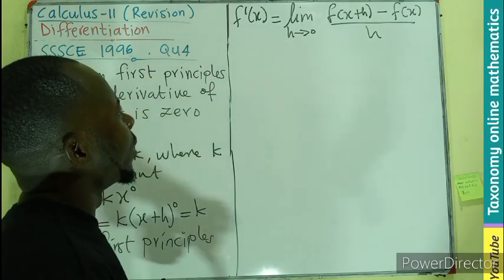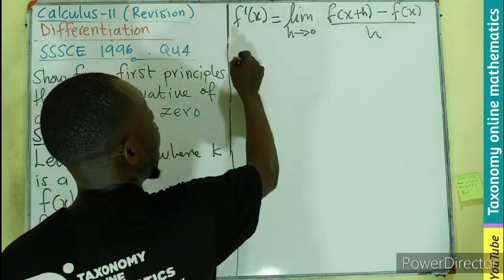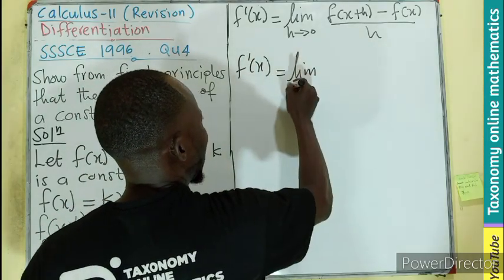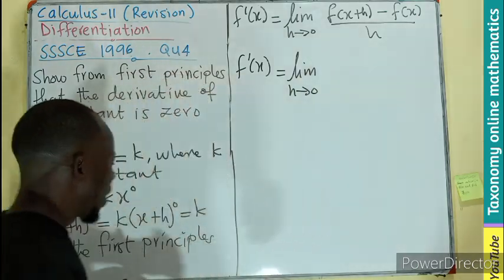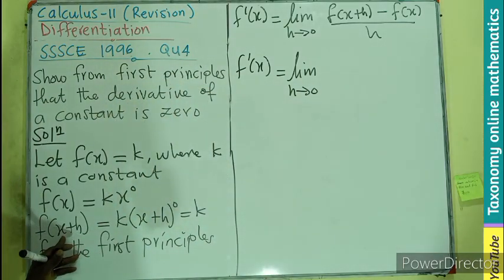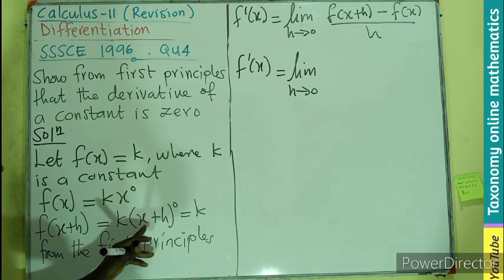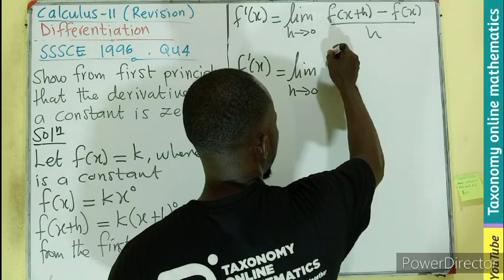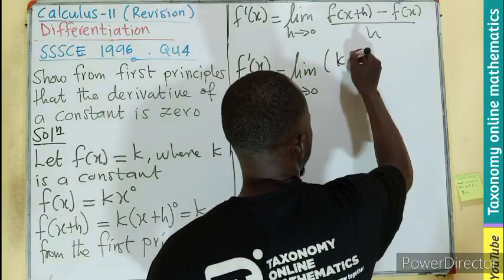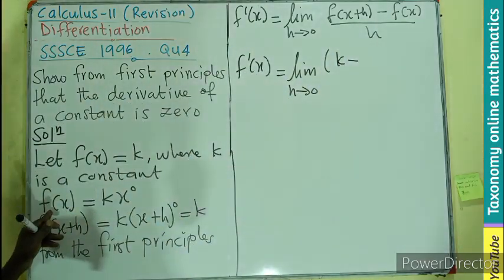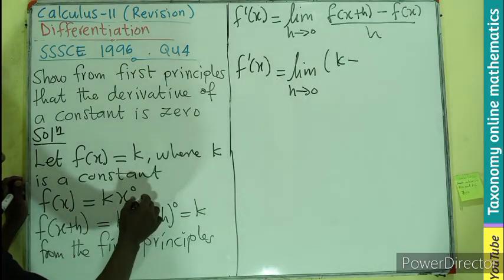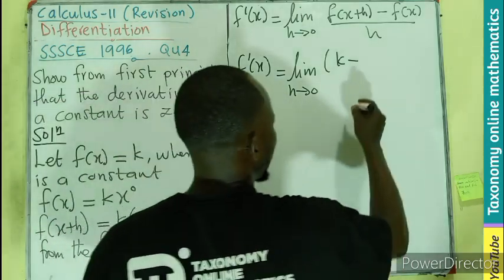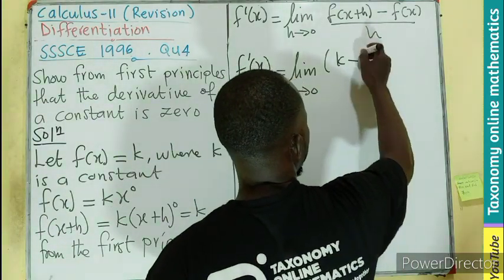Okay. We maintain our f prime equal to the limit as h approaches 0. Our f of x plus h, we have it as this, the same as k. So I am only going to introduce that as what? k. Then minus my f of x, which is also the same as k. I think I mentioned in the beginning k or this. So that will also give us k, right?